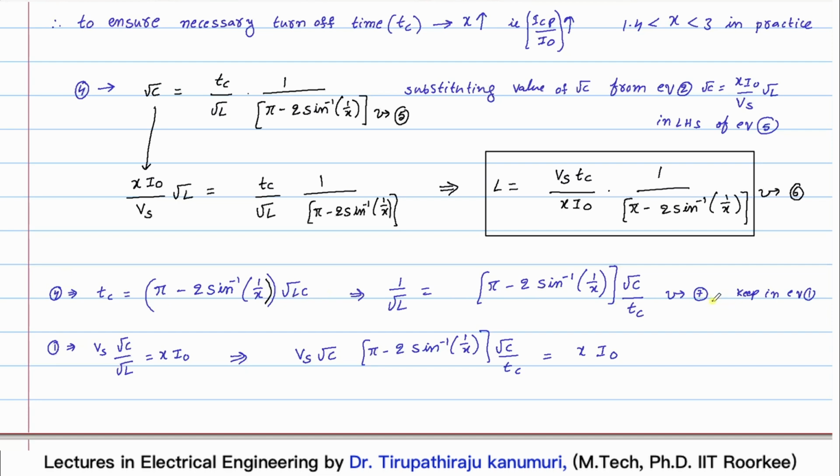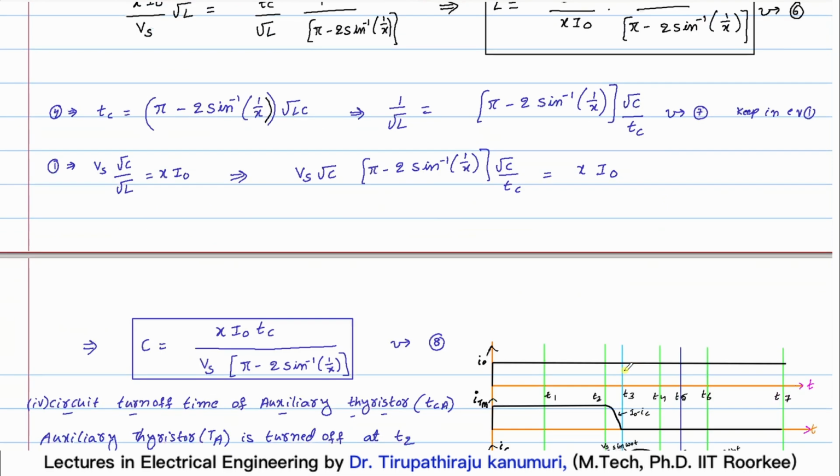So now I am keeping this as equation number 1. What is equation number 1 we have derived? Vs into square root of C by L is equal to x by I0. In the denominator, that means 1 by root L, I am substituting from equation number 7. So when you substitute it, you will get Vs into root C, with this 1 by root L replaced by pi minus 2 sine inverse of 1 by x into root C by Tc. This entire thing came here, and the right hand side is x times I0.